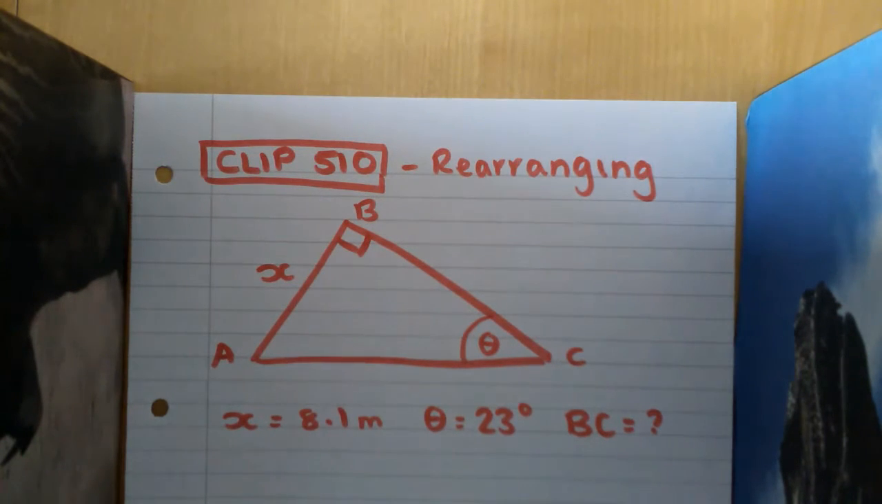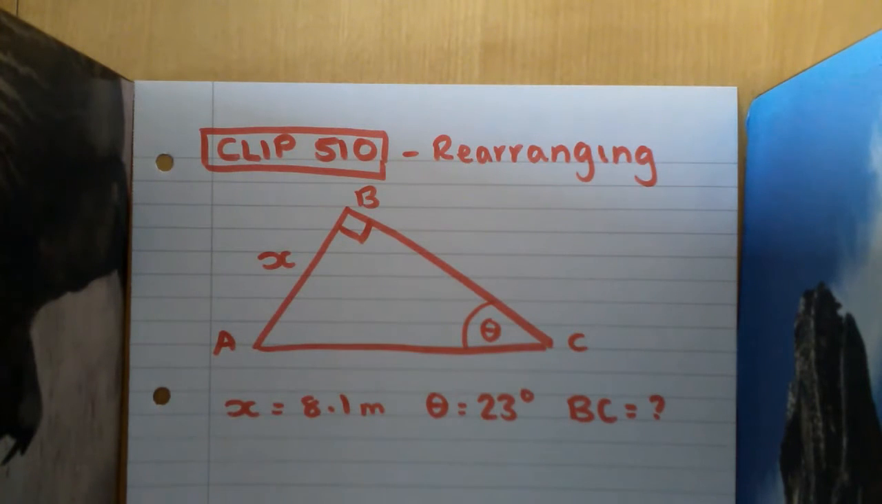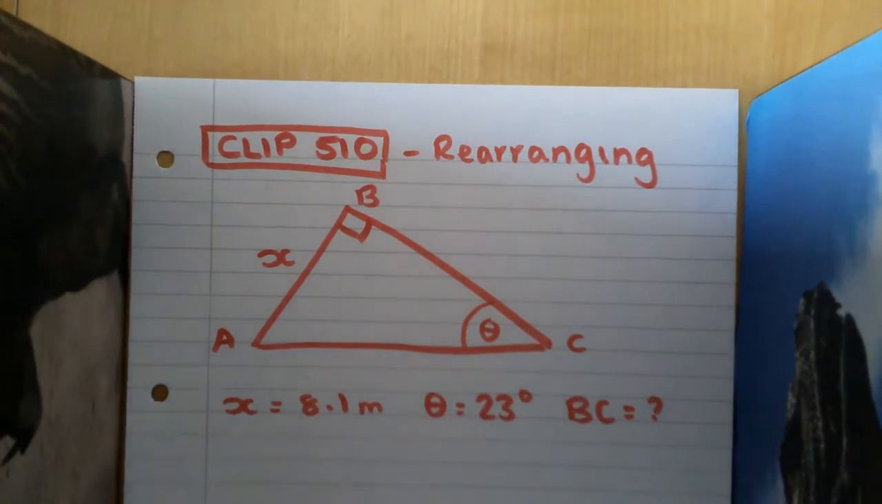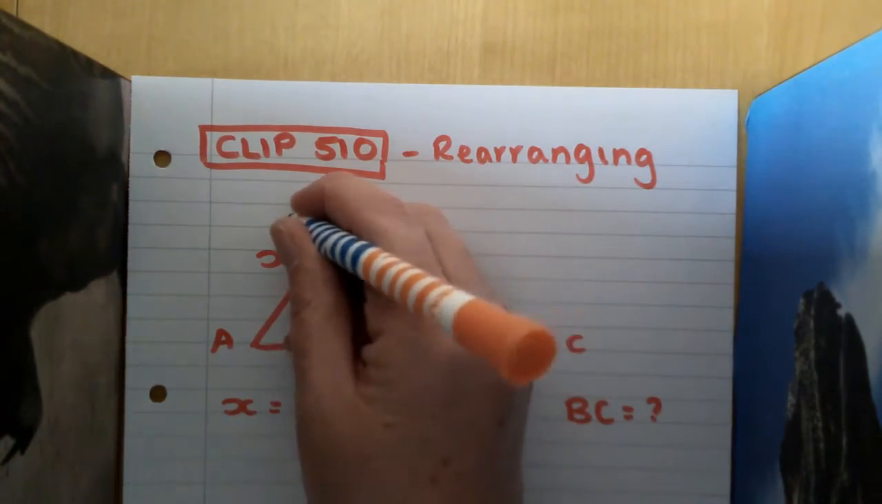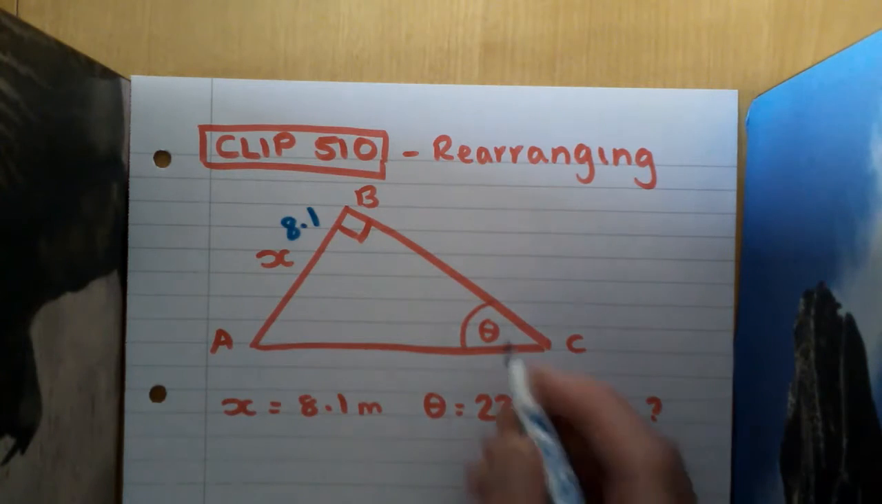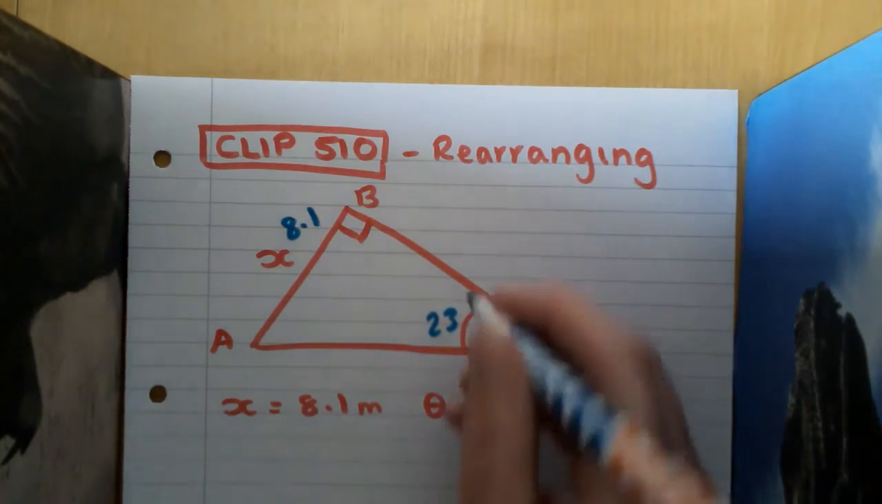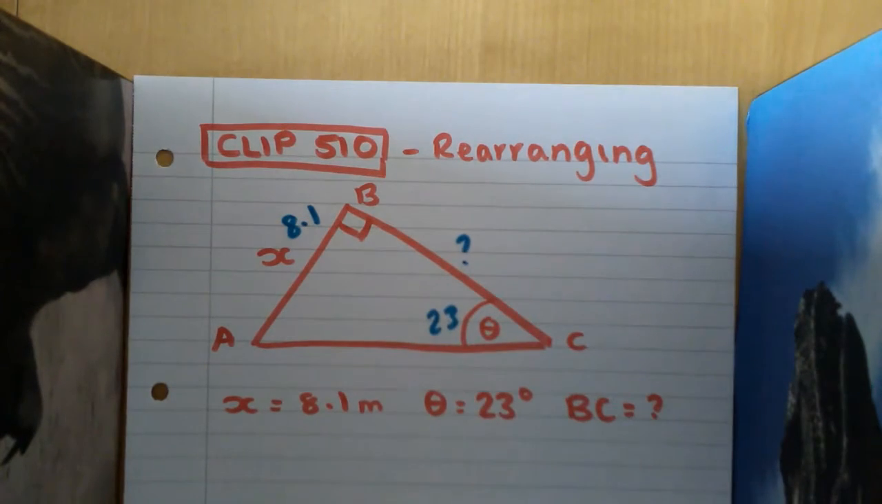Okay, so the first thing I'm going to do when getting this question is write on all of the bits of information that I've been given in the question. So I'm going to write that on the diagram. So x is 8.1. Theta is 23 and BC is what I'm looking for. So I'm trying to figure out what BC is.